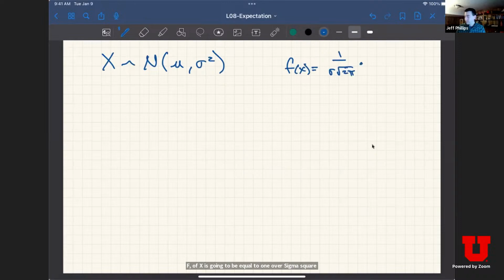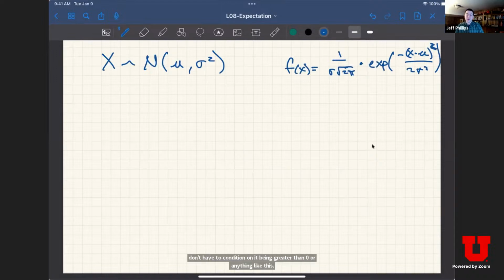Okay, this is a constant here, times e to the power of minus (x minus mu) squared over 2 sigma squared. Okay, so this is the definition of the normal distribution. I don't have to condition on it being greater than 0 or anything like this. And I'm going to argue that the expectation of this one should be easy to figure out. So you can put a guess in the chat if you'd like.